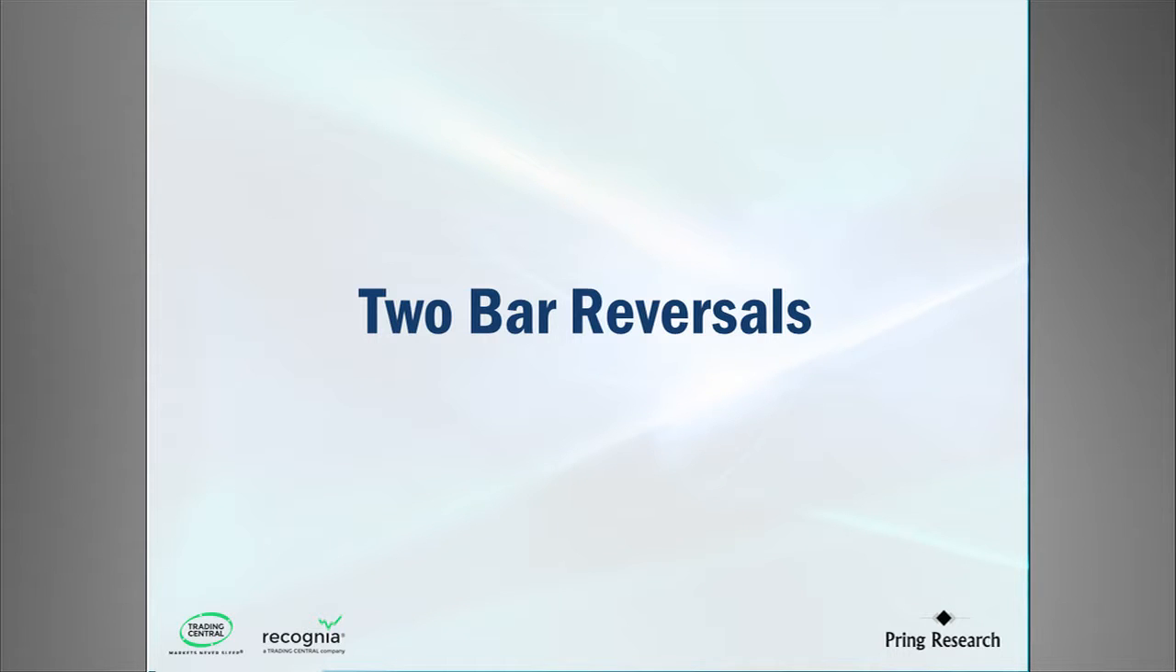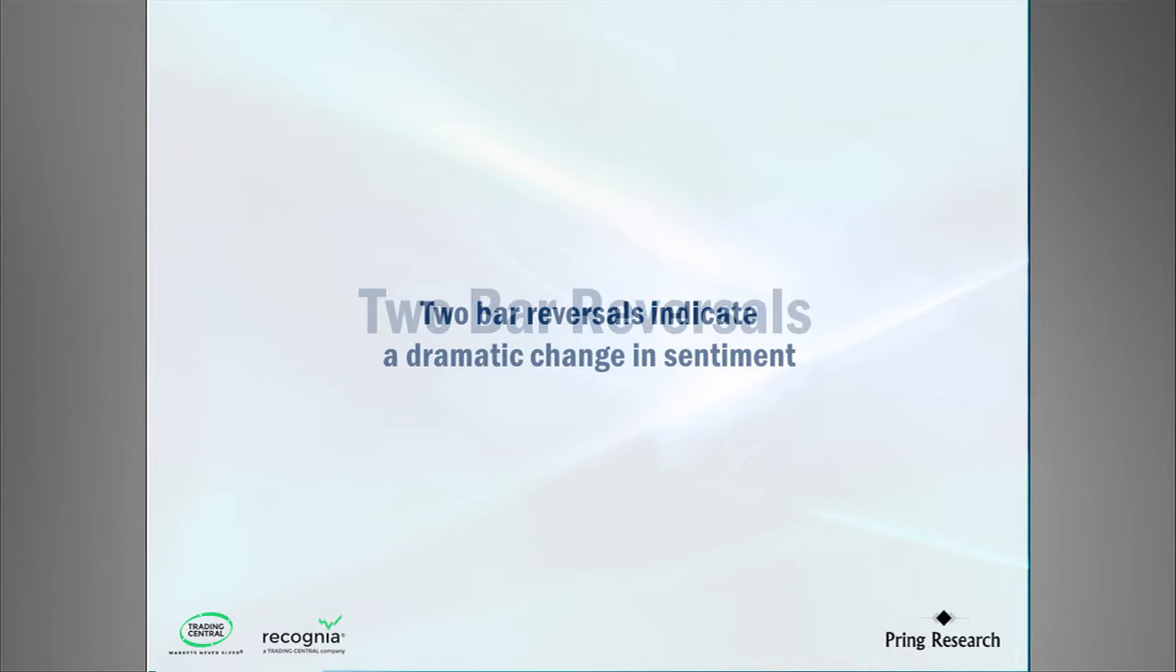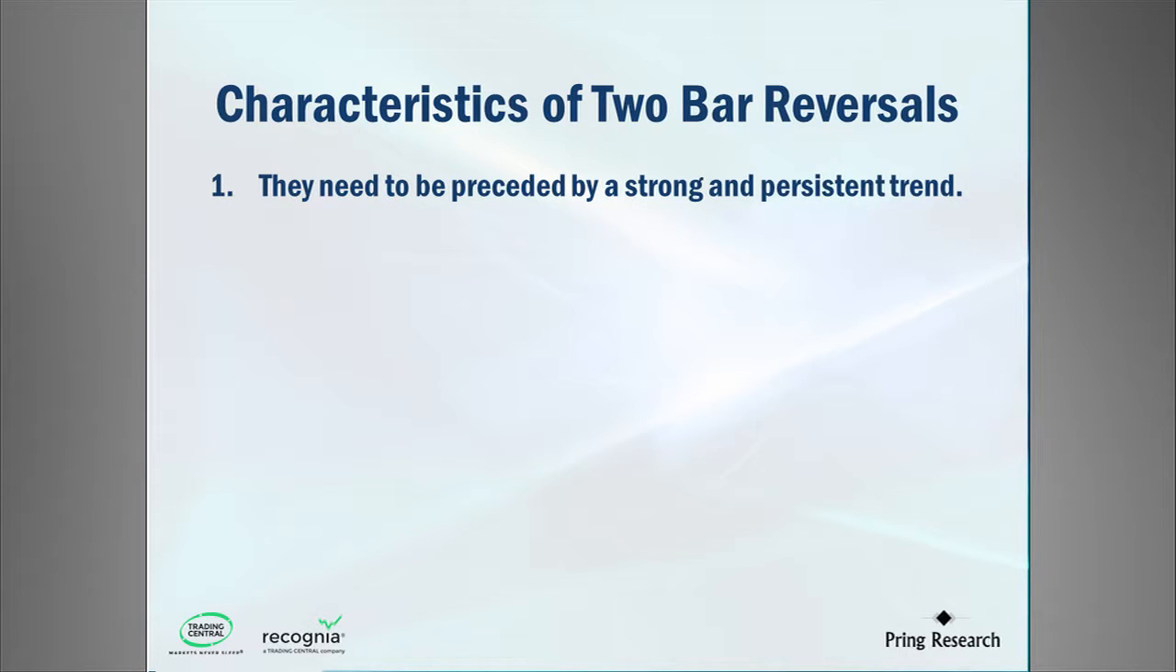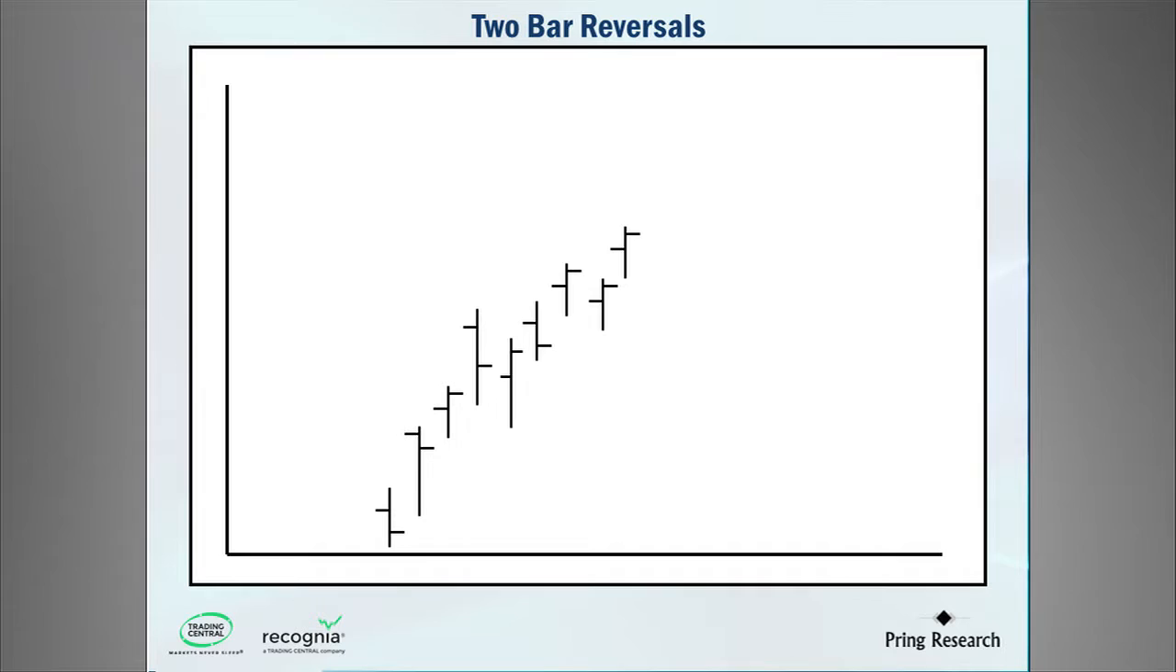The next topic is two-bar reversals. In many instances, two-bar reversals offer a sharp, abrupt reversal in trend and are therefore quite powerful. The characteristics of these patterns are as follows. They need to be preceded by a strong and persistent trend. Since two-bar reversals are often followed by dramatic reversals, it's more important for them to be preceded by a strong rally or reaction than most of the other one and two-bar formations.